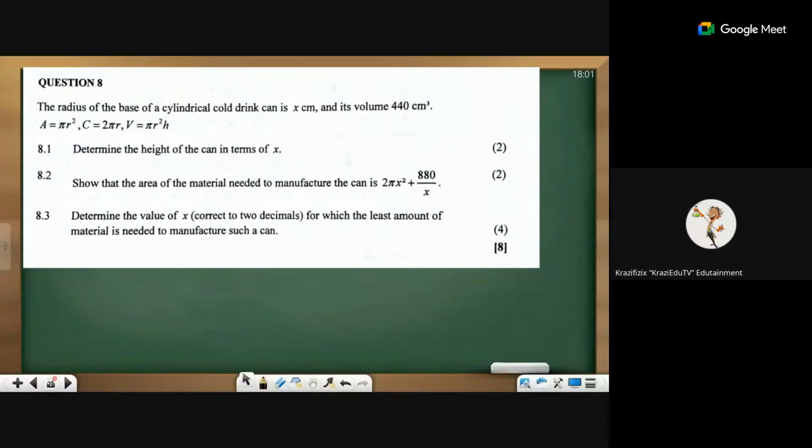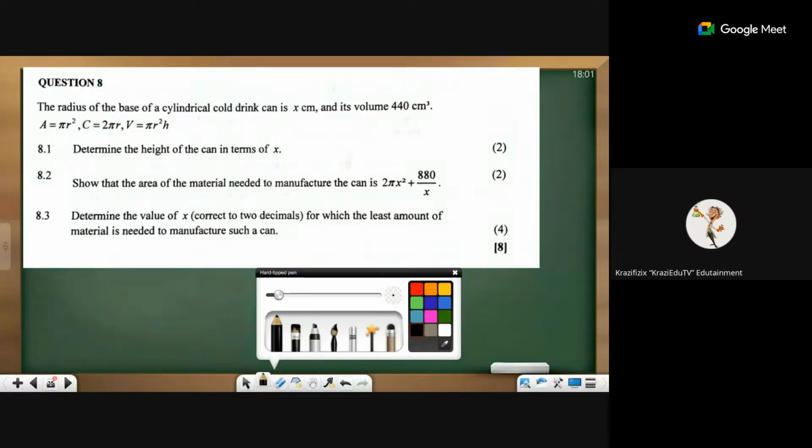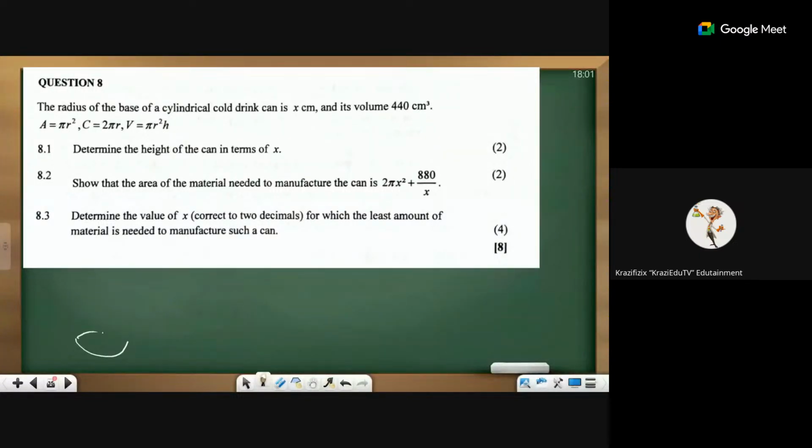The radius of a base of a cylindrical cold drink can is x. So it's a cylindrical can. For clarity, you can draw it just to make sure that you are able to see what's going on. The radius is x, and its volume is 440. Just an application question quickly. Determine the height of the can.